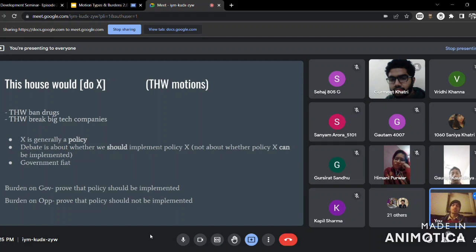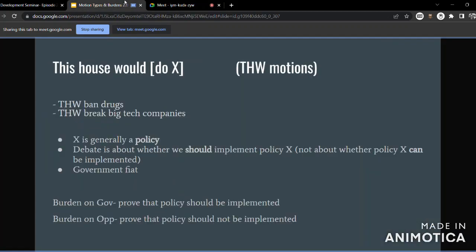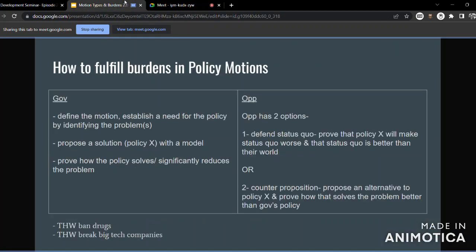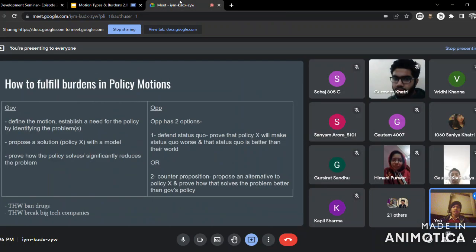Conversely, the burden on opposition is to prove that the policy should not be implemented. This can be done by showing that the policy brings more harms than benefits, that the policy would make the status quo or the current situation worse, or that the policy is an unfair one for any particular reason. Right? These are the broad burdens. So, how do you fulfill your burdens in a policy motion?